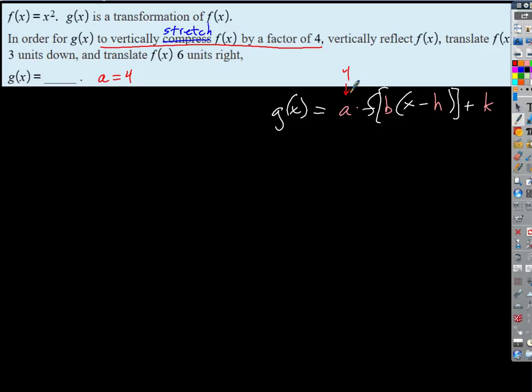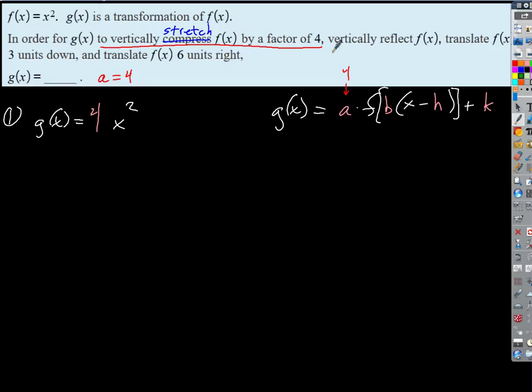Okay, so step 1. Step 1, we know that g of x equals 4 times my parent function, which is x squared. Okay, there's step 1.